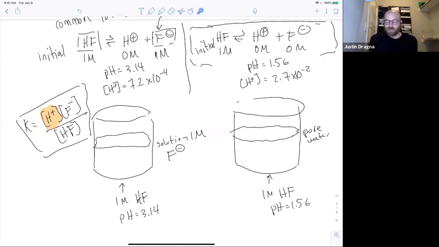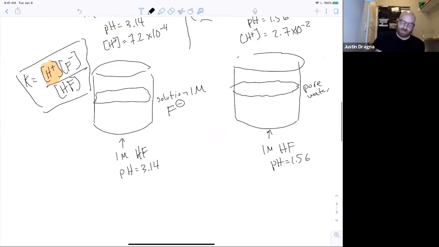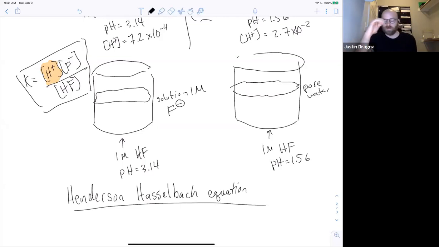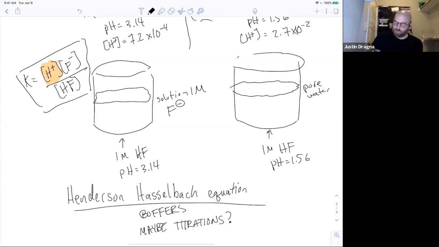On Friday, we'll cover buffers, which is what I was hoping to get to today. All of what we're talking about here leads to buffers, and we'll look specifically at the Henderson-Hasselbalch equation, which sounds intimidating because these guys have long names that sound maybe European, at least Hasselbalch does. But in the end, it actually makes things easier. So we'll look at buffers, and maybe titrations, but definitely buffers.